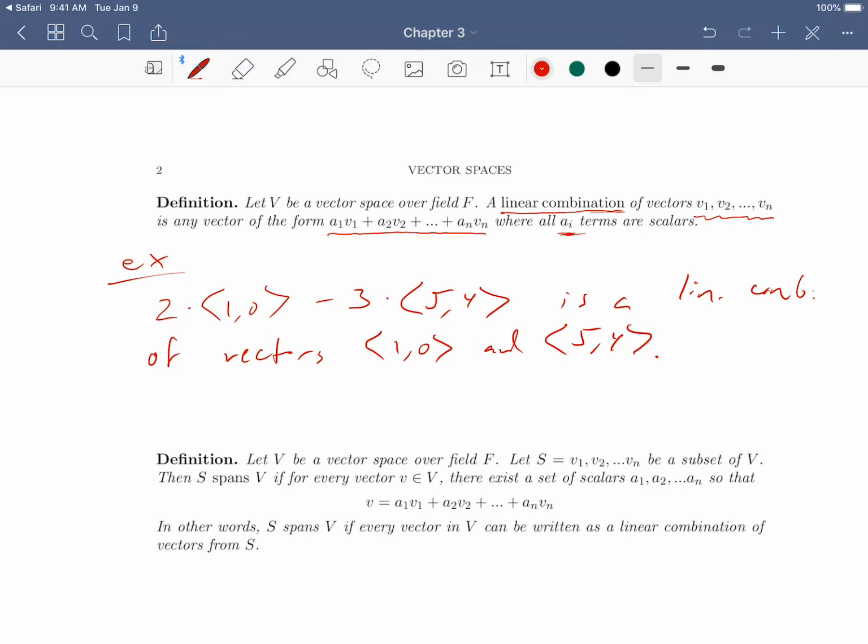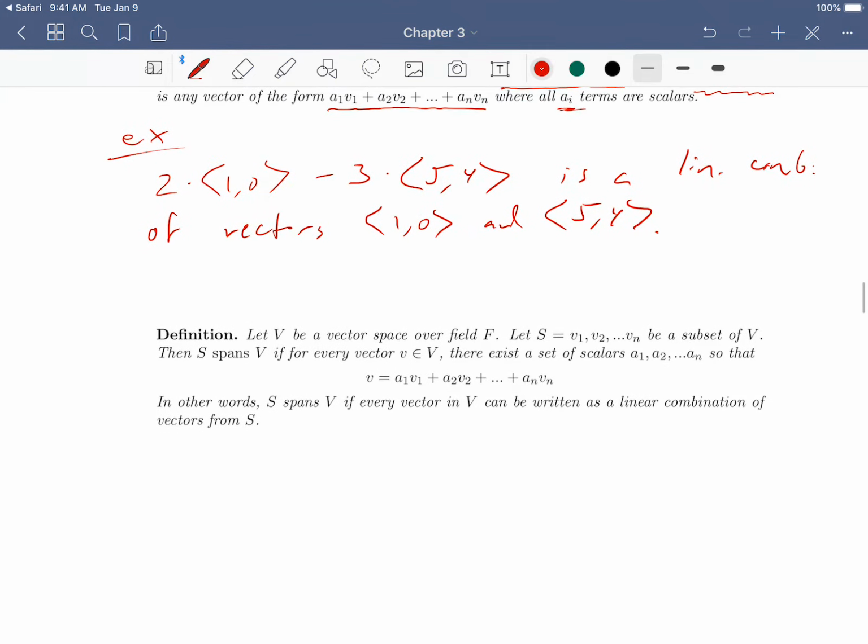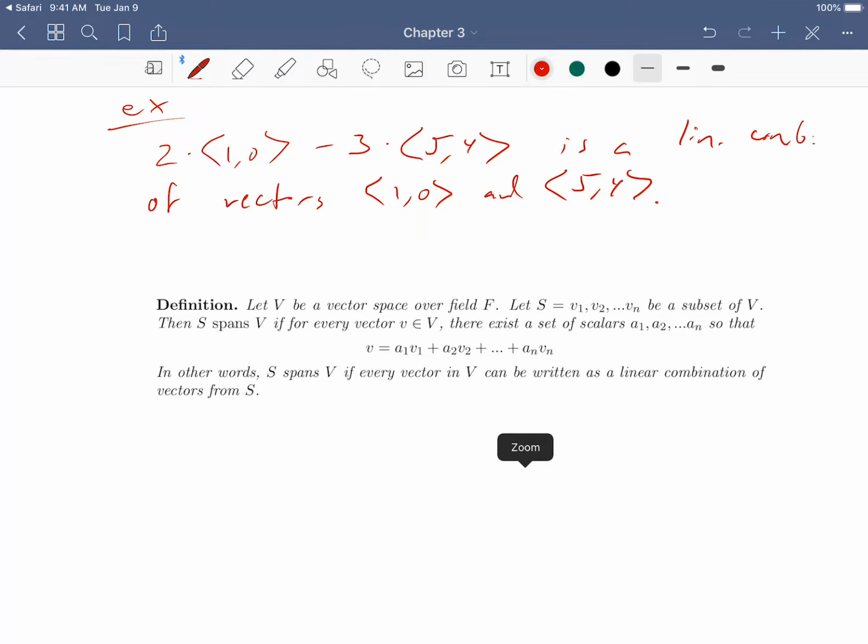Okay. So once we know what we mean by linear combination, then we can define a spanning set. That's the second definition here. Our spanning set S is a set of vectors v1 to vn, and it looks like I lost my set brackets there. So S is this subset of vectors, v1 up to vn. S spans V, that's what we're defining here, if for every vector v, there is a set of scalars, a1 up to an, so that we can write v as this linear combination of the vectors from S.